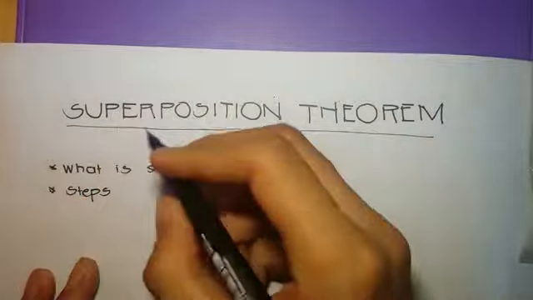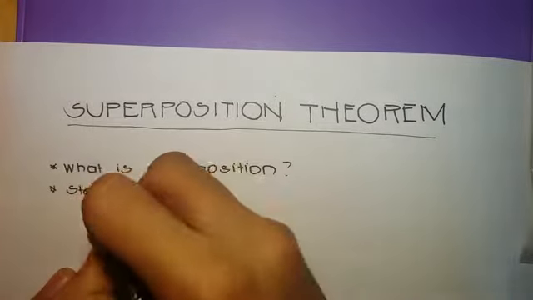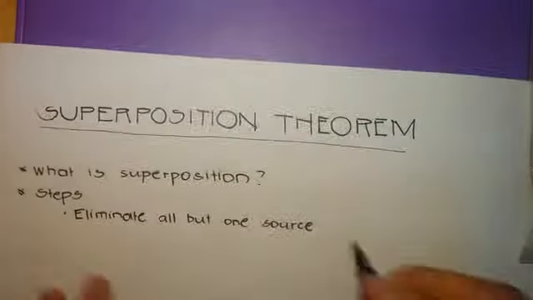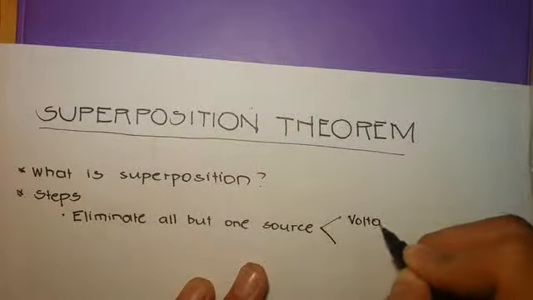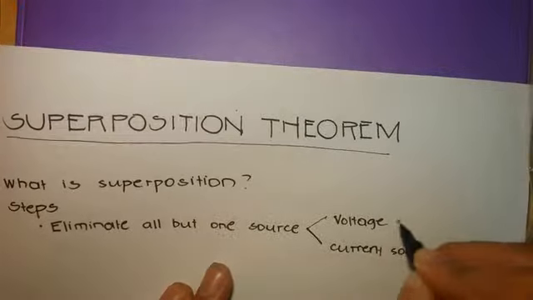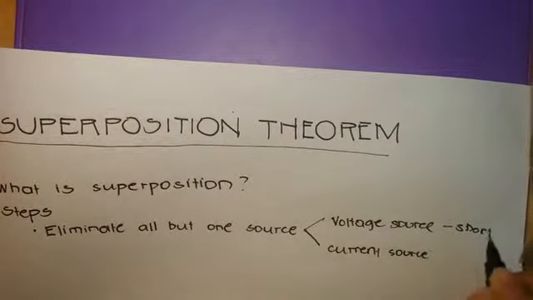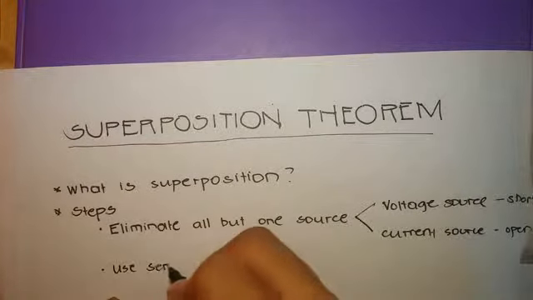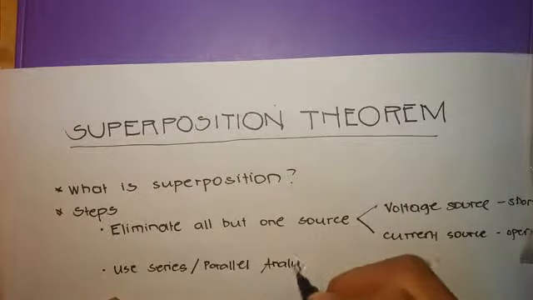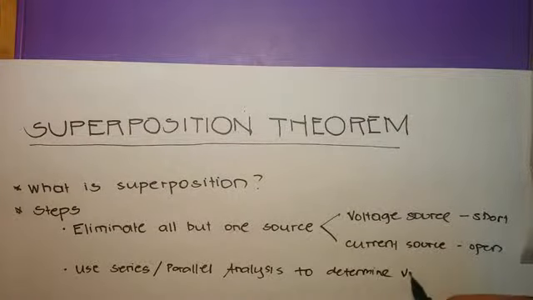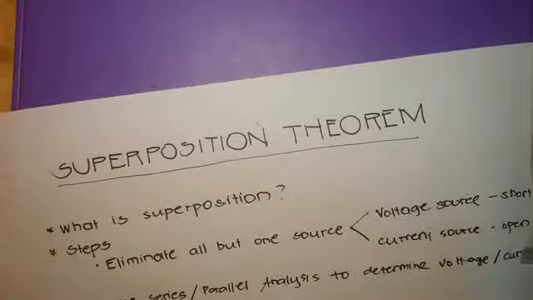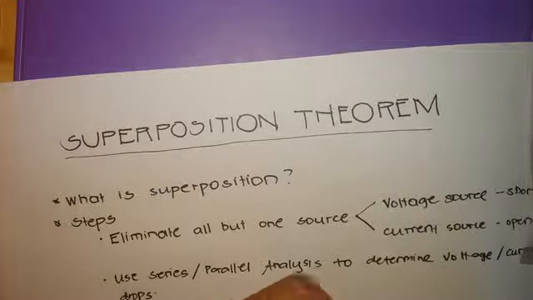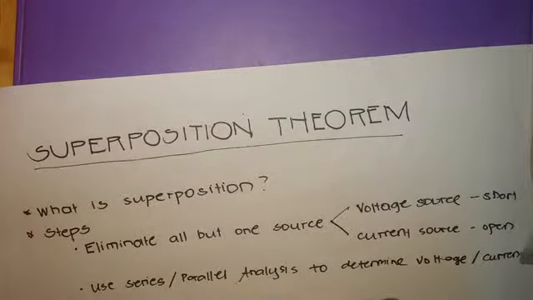So what are the steps in solving circuit problems using superposition theorem? First is to eliminate all but one source. This step is subdivided into two: the voltage sources and the current sources. All voltage sources are shorted while the current sources are opened. So step number 2, use series parallel analysis to determine voltage or current drops. In this step, as you retain one source, you will now use series and parallel analysis in solving the electrical parameters of a particular electrical component.